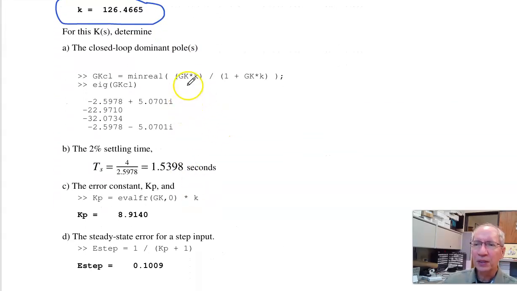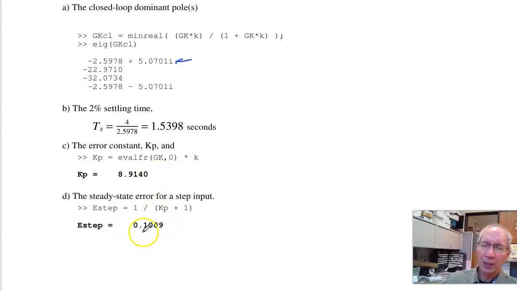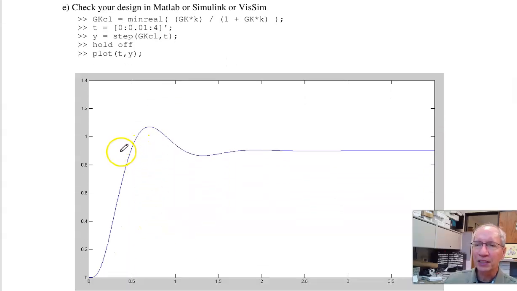So the closed loop system is now GK over 1 plus GK. The dominant pole is where I put it, plus its complex conjugate, plus 2 others. Settling time is 4 over the real part of the pole. Error constant is the DC gain. Error per step input is 1 over Kp plus 1. Better tracking. So here's the step response of the lead compensator system. So lead compensators kind of do everything. They reduce the steady state error, give you a faster system, this overall better system.